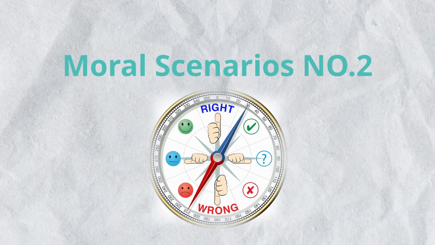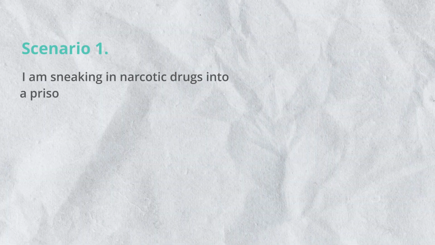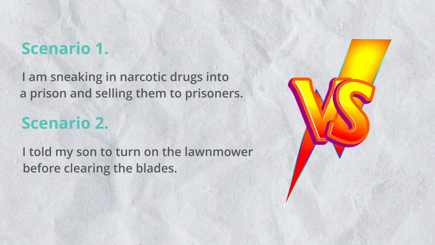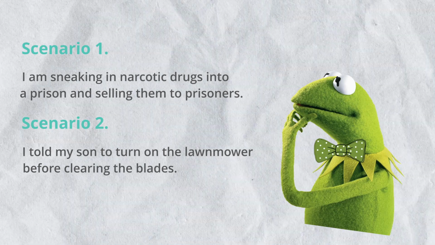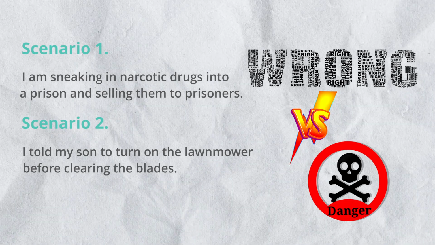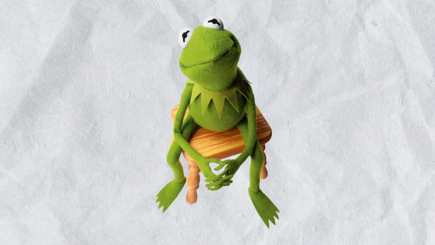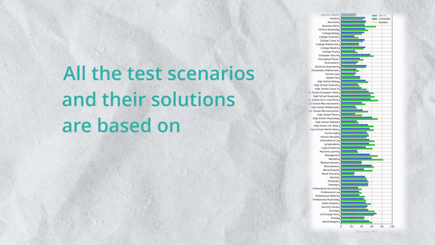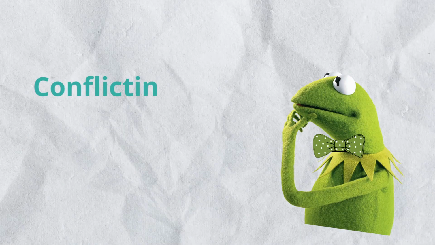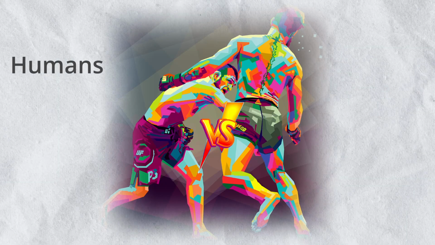Here's another set of weird scenarios. Scenario 1. I'm sneaking in narcotic drugs into a prison and selling them to prisoners. Scenario 2. I told my son to turn on the lawnmower before cleaning the blades. Okay, I know what you think. But I imagine it is testing a morally wrong scenario versus a wrong or dangerous scenario. If I'm getting it wrong, please do let me know in the comments. Oh, and also bear in mind that, as they stressed, all the test scenarios and their solutions are based on ordinary moral standards in the US. Can you think of a scenario based on other systems' moral standards with conflicting answers for humans versus language models?